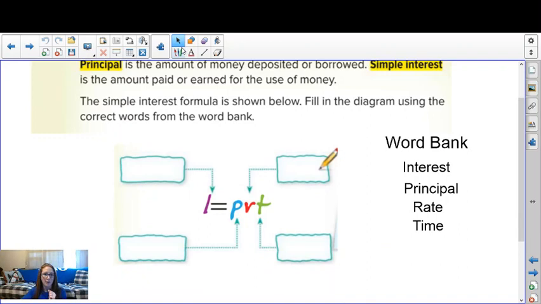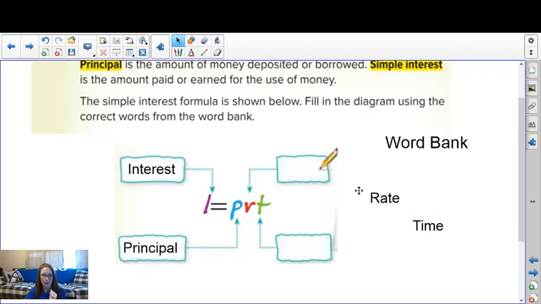So we're going to start by filling in the words below. So I equals PRT. I, interest, principal, rate, time. Okay, let's think about the interest. The amount that we get after interest is I. Next, I have the P. Ooh, that has to be principal. R stands for rate.